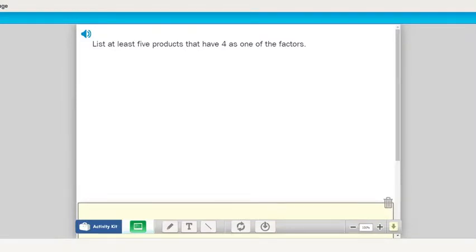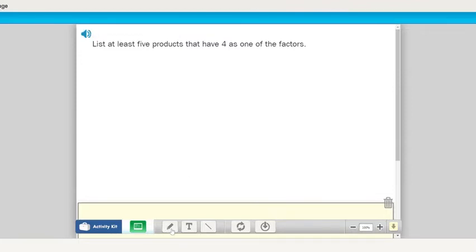Now, you have that piece of paper that you use for mental math. Just flip it over. Here is the first question. This is a little bit weird, so I want to show you this because this is how the game will work. Math message: List at least 5 products that have 4 as one of the factors.